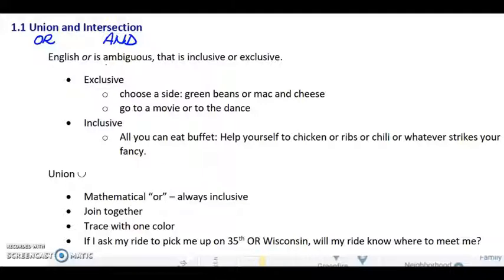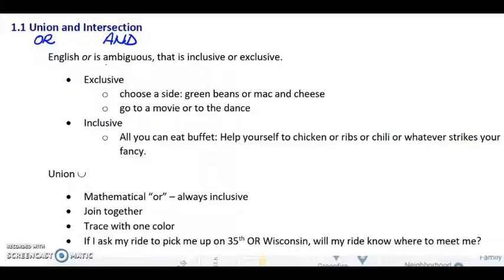For example, if it's exclusive, I could say, what would you like for a side? Would you like green beans or mac and cheese? So you can have one or the other, but not both. Would you like to go to a movie or to the dance? You can do one or the other, but not both.